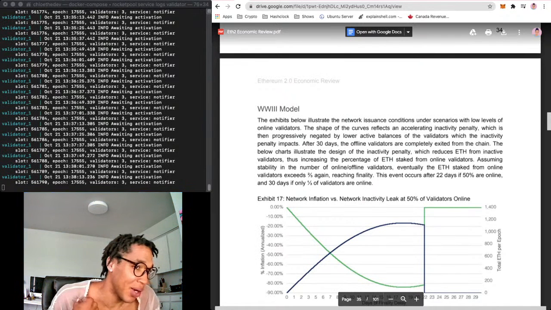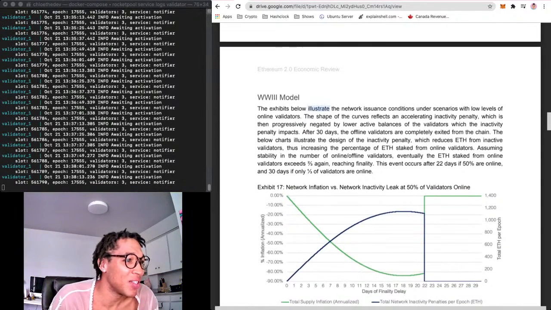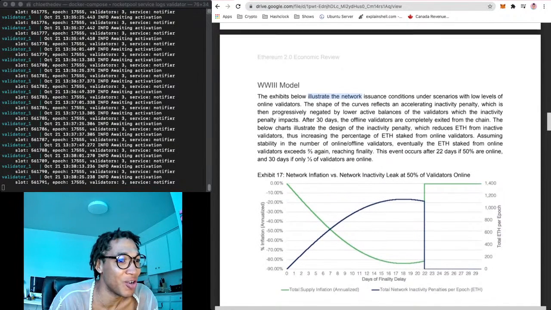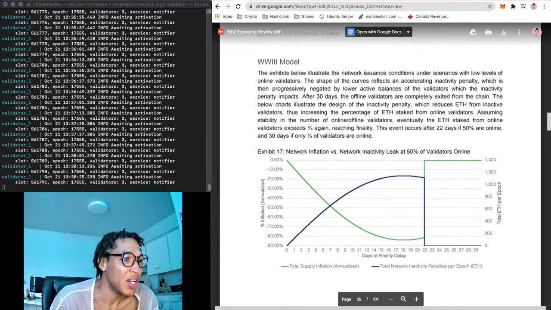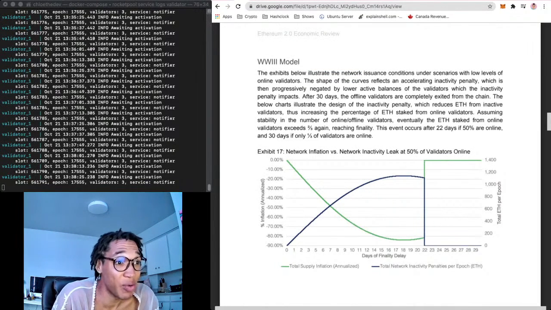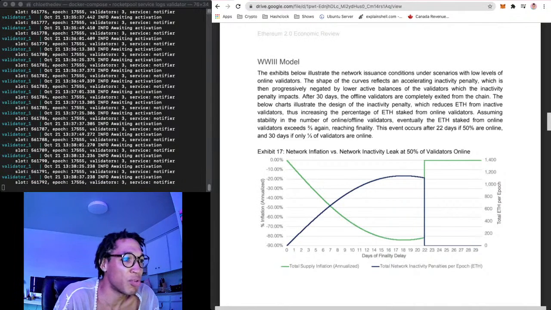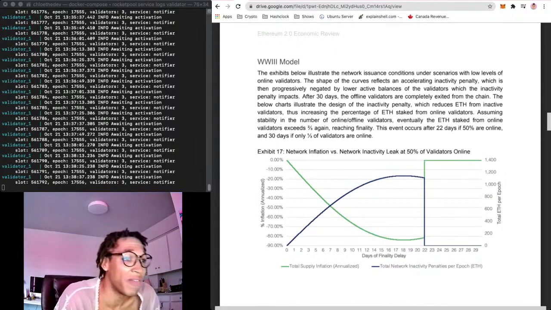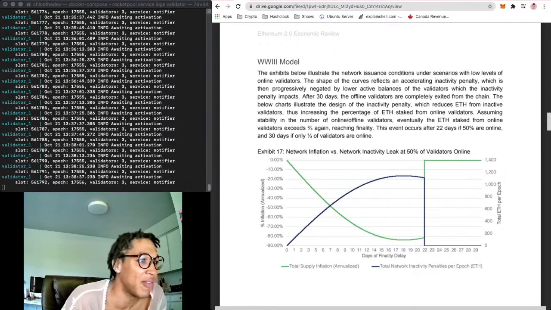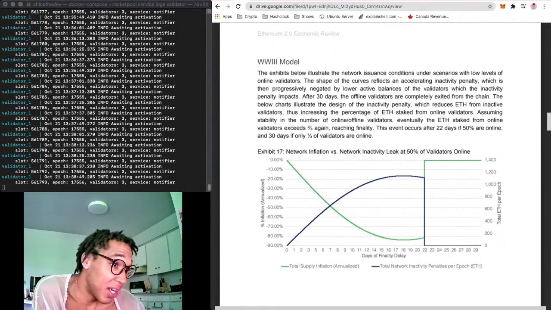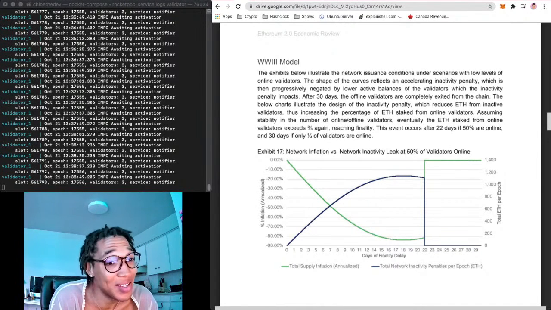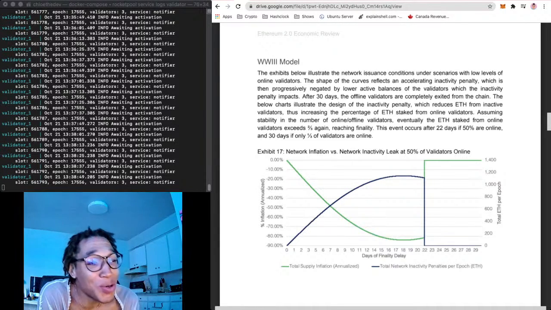World War III model. The exhibit below illustrates the network issuance conditions under scenarios with low level of online validators. The shape of the curves reflects an accelerating inactivity penalty, which is then progressively negated by lower active balances of the validators, which the inactivity penalty impacts. After 30 days, the offline validators are completely exited from the chain. So 30 days is all you have. After 30 days, you're out.